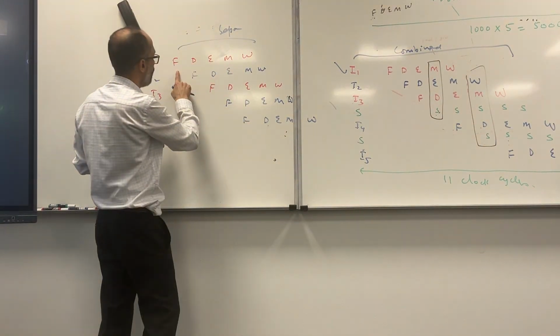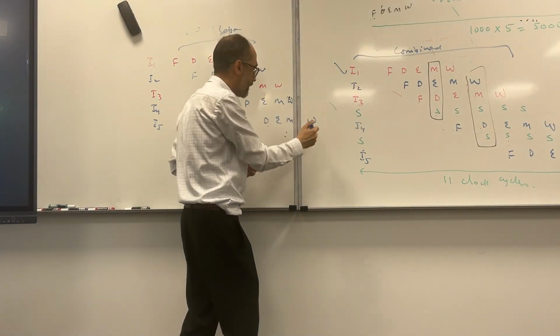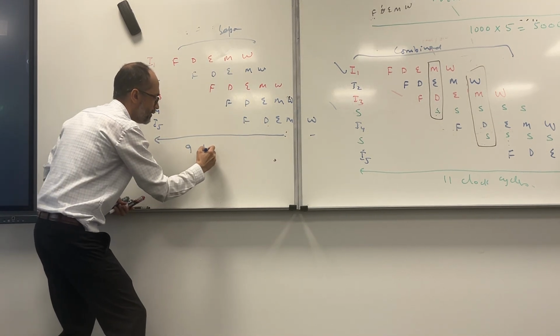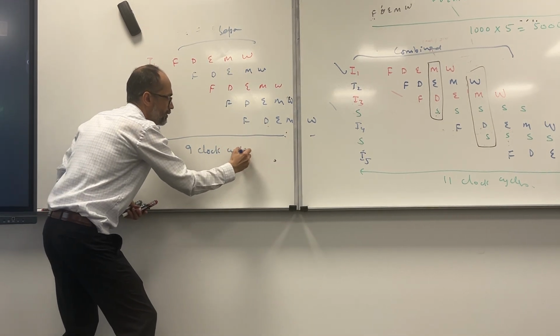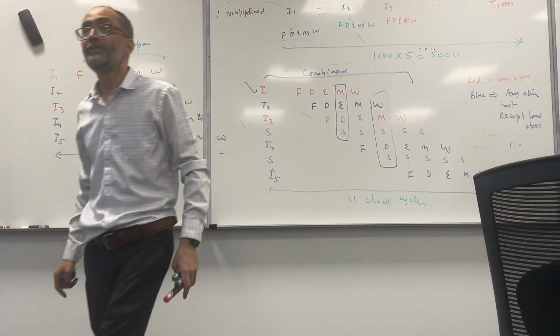How many clock cycles? 1, 2, 3, 4, 5, 6, 7, 8, 9. How many clock cycles are there here? 9. So how many stalls are there?